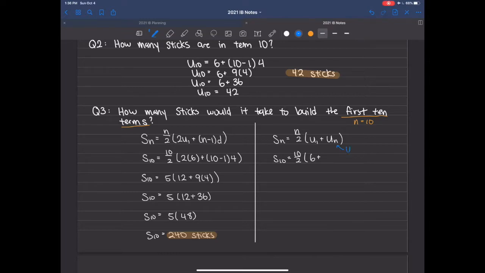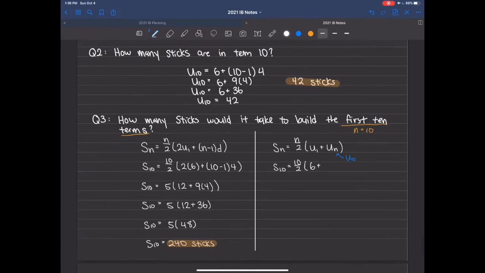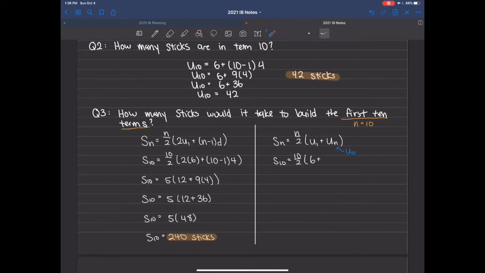in this case, we're going to be looking at u sub 10 because that's the last term that we want to add up. We're summing up 1 through 10, so 10 is the last term that we want to sum. And we figured out that u sub 10 in question 2 was 42. So for u sub 10, I can plug 42 into the equation. So here I would get 5 times 48. Oh, and great, we get the same answer. S sub 10 is equal to 240 sticks.